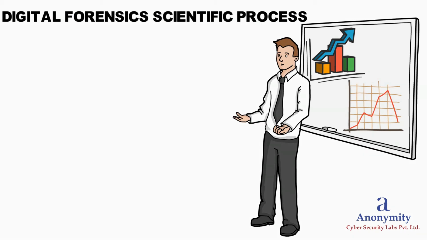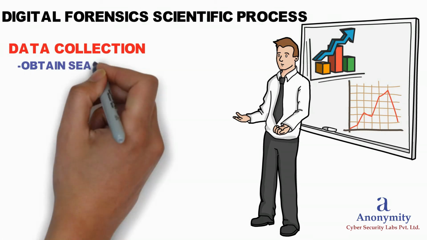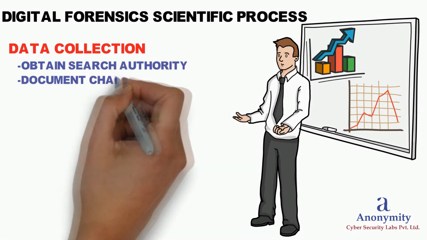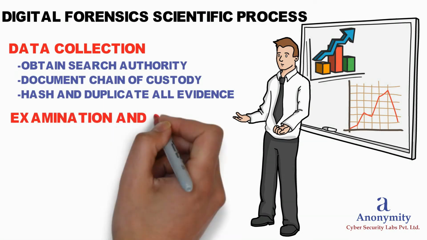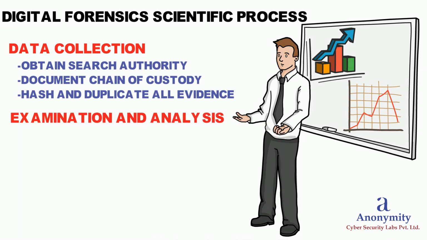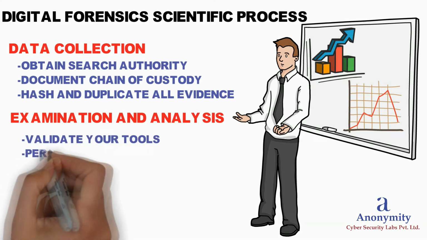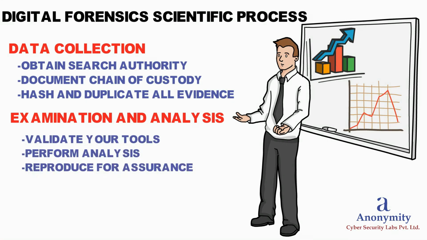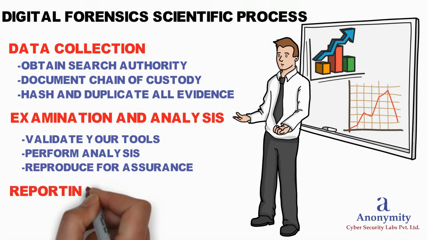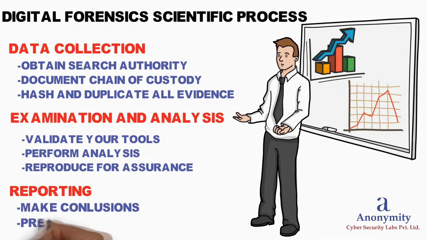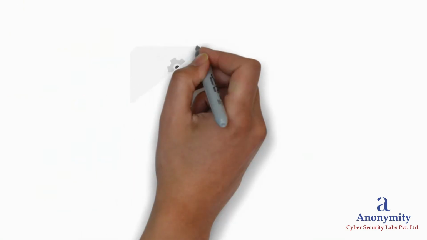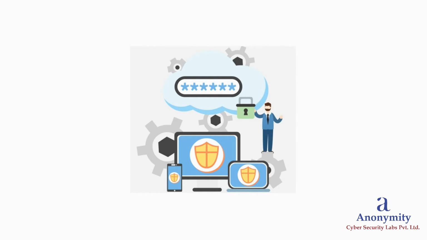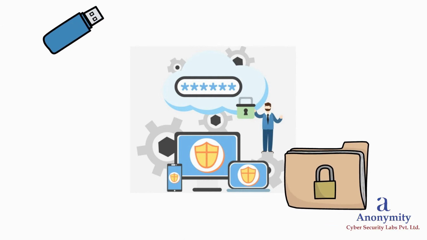The digital scientific process covers the whole evidence gathering process: from data collection, obtain search authority, document chain of custody, hash and duplicate all evidence; to examination and analysis, validate your tools, perform analysis, reproduce for assurance; to reporting, make conclusions, present expert testimony. Presenting evidence as part of expert testimony using this scientific process increases the chance that any evidence found will be admissible in a court of law.